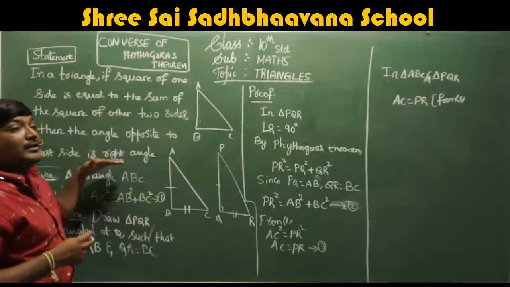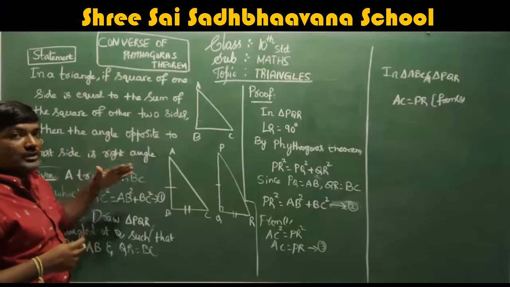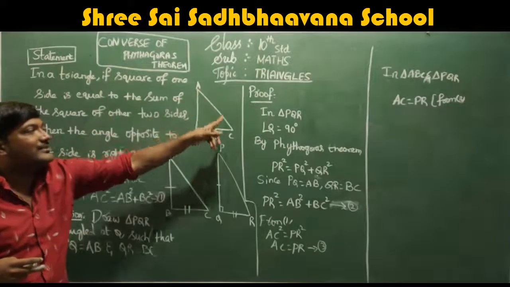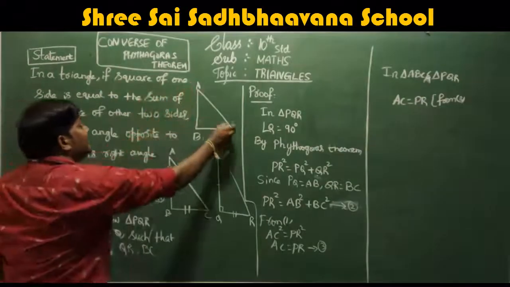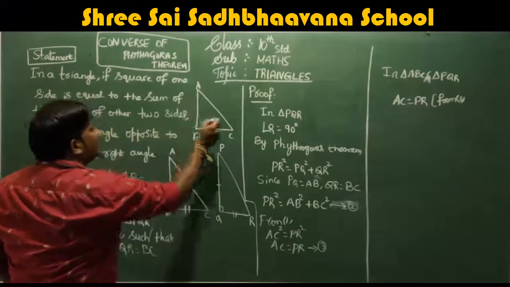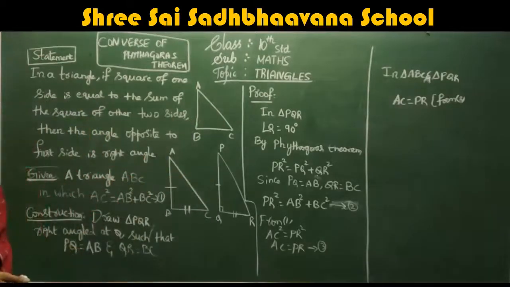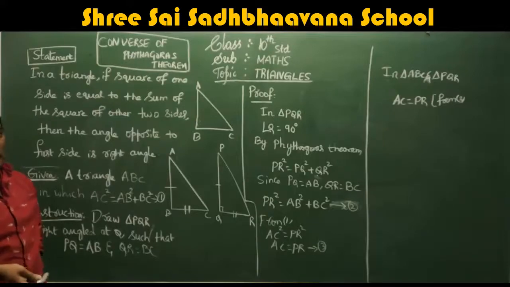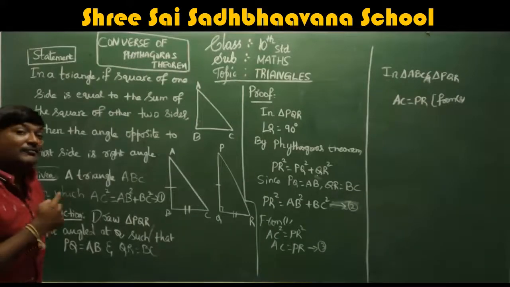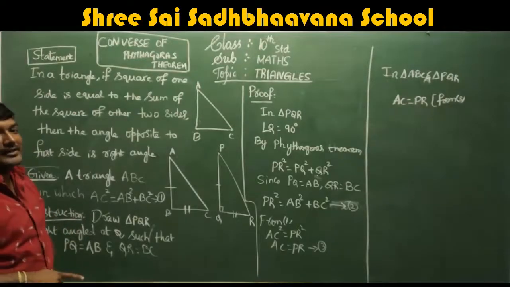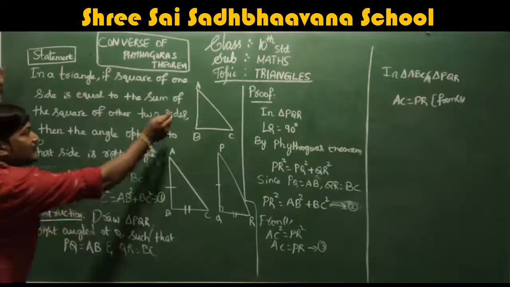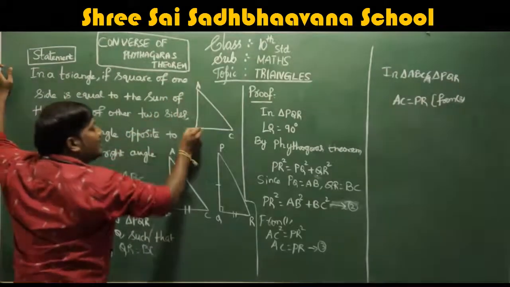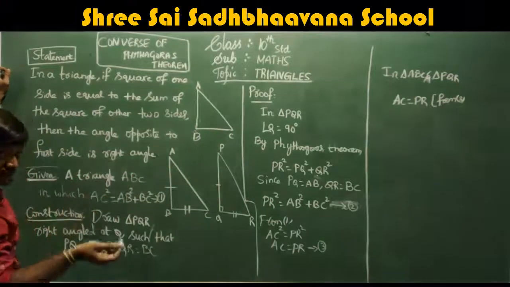It means what we proved: in a right angle triangle, the hypotenuse is the longest side, so AC square is equal to AB square plus BC square. There it is already given that it is a right angle. Here, it is just the opposite. They are giving only that AC square is equal to AB square plus BC square.